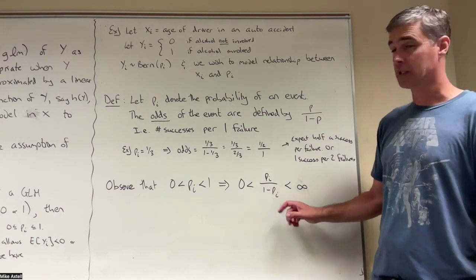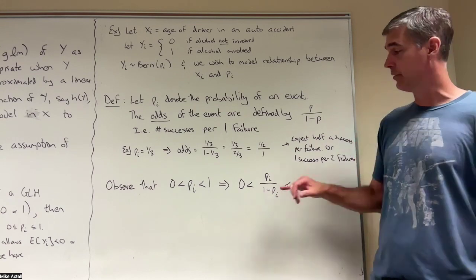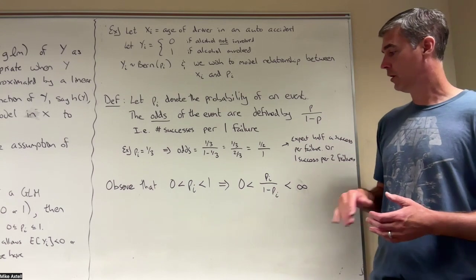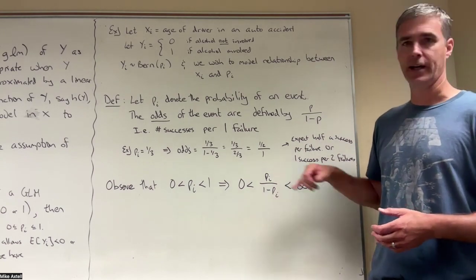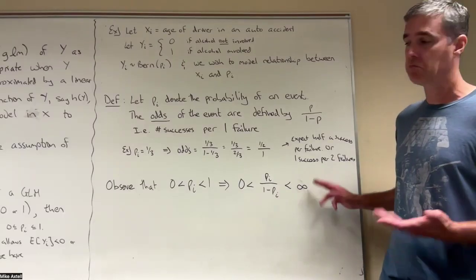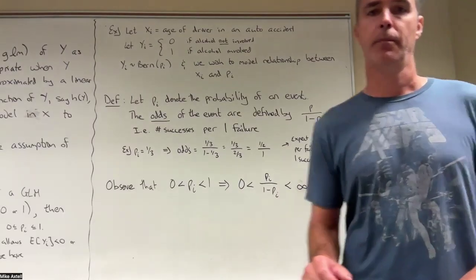And 1 minus p sub i can get really, really small, close to 0, in which case p sub i is close to 1. So I have 1 over a very small positive, so I'm going to head towards infinity. Okay. All right. Pause, shift over.